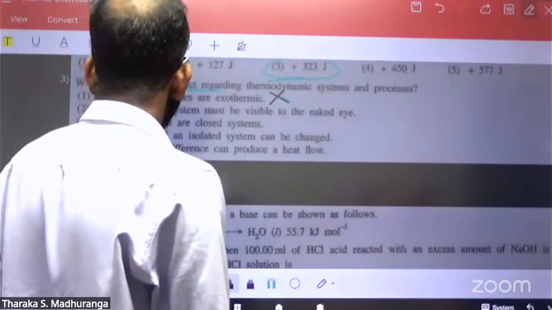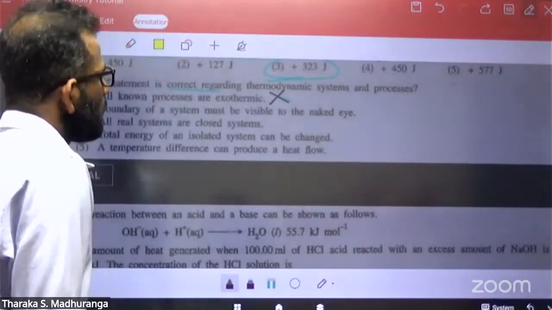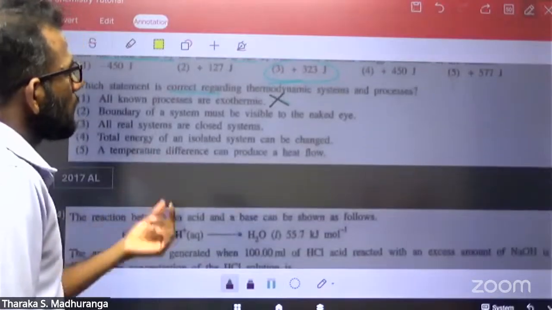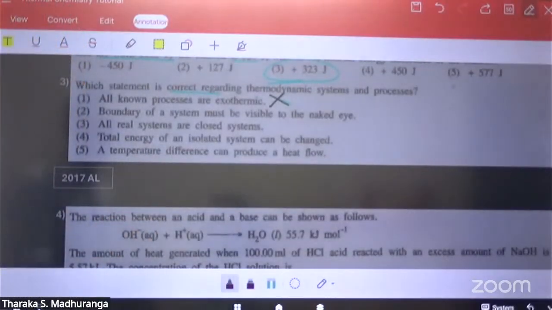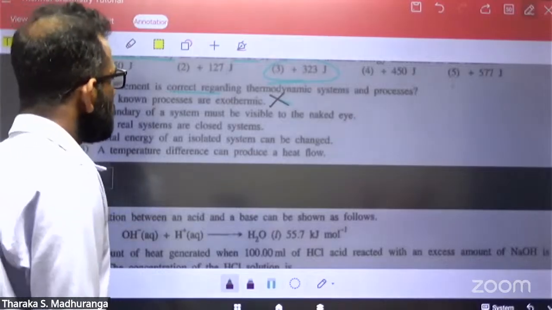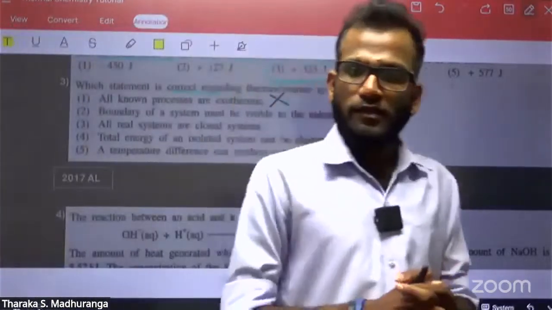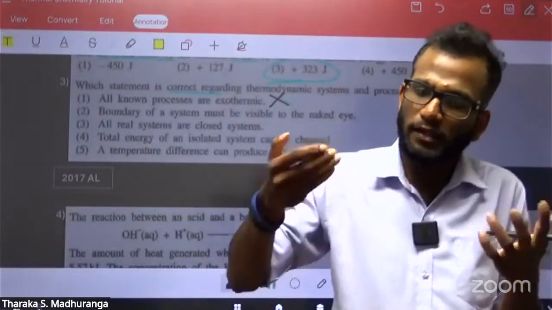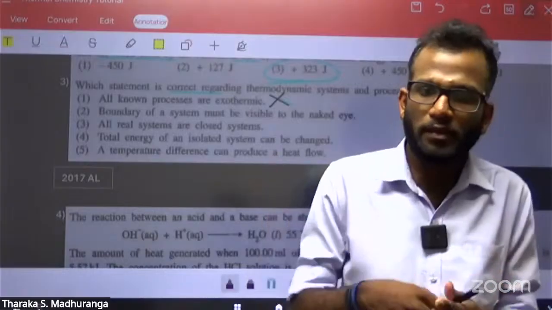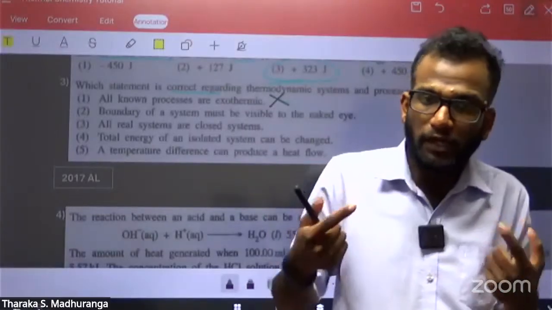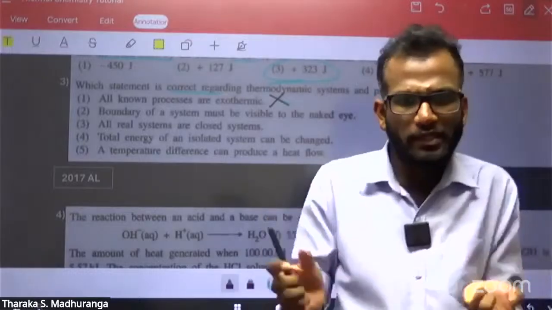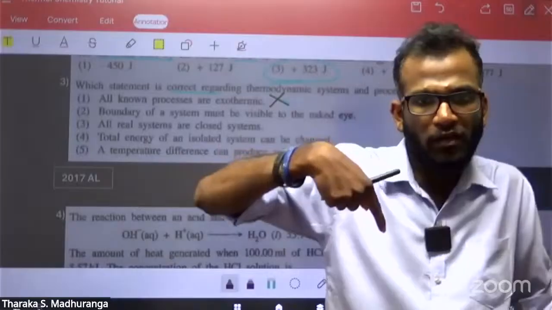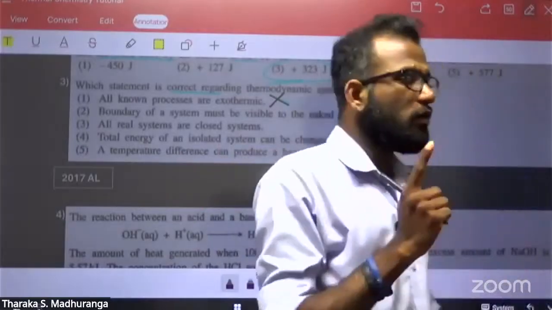System and environment are separated by the system boundary. The boundary of a system, as I told in the lesson, can be a physical one or an imaginary one. It may be visible to the naked eye or not. It is imaginary, like a satellite or whatever. Therefore the statement is completely wrong.